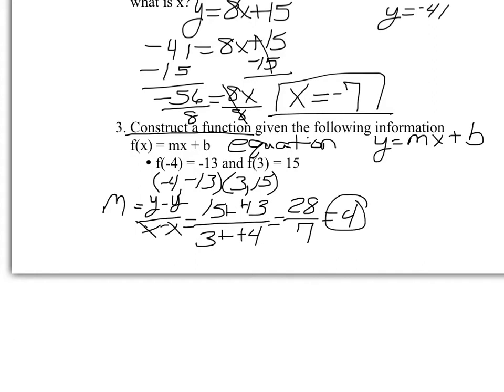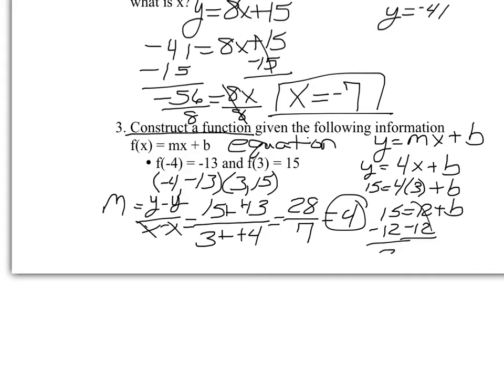So now I have y equals 4x plus b. Pick one of your ordered pairs and take the x and the y and plug them in. I'm going to pick the double positives, the 3 and the 15. So 15 equals 4 times 3 plus b. 15 equals 12 plus b. Subtract 12 from each side.